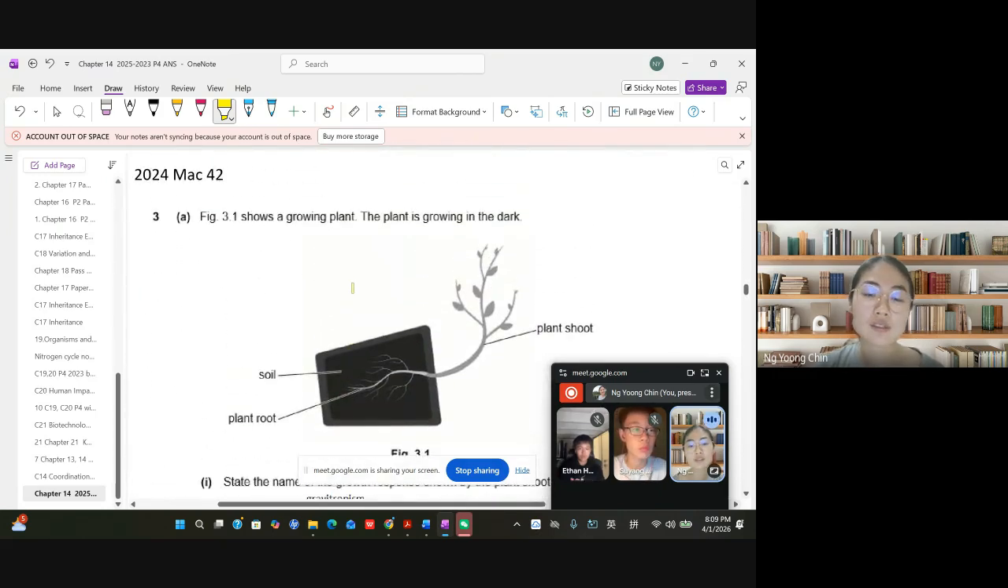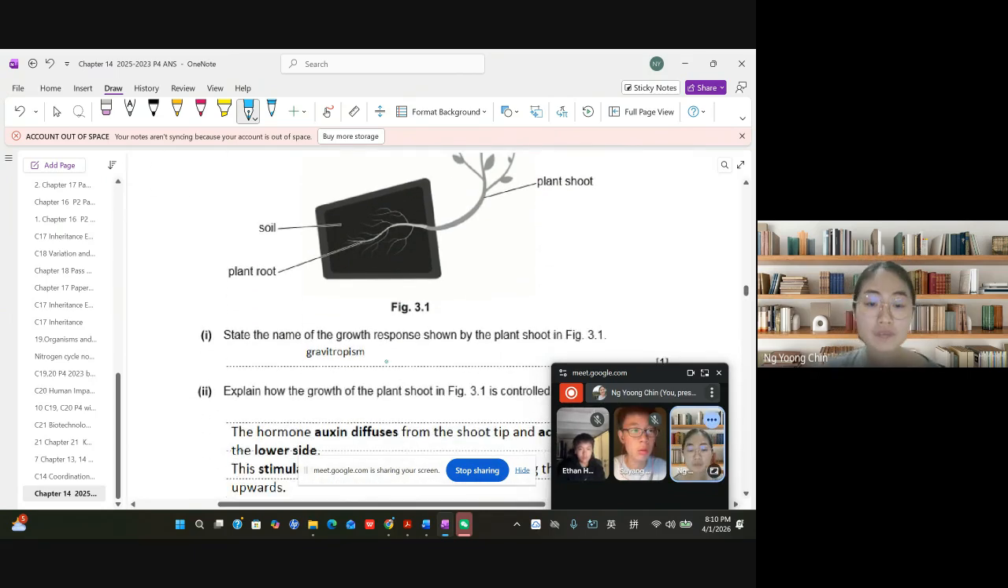And then, okay, this is a bit tricky. A lot of students, whenever they see this plant and the question asks to state the name of the tropism, they just put phototropism, and then the answer is wrong. Why? It's because they only tell you that the plant is growing in the dark place. In the dark place, there's no phototropism effect already. Okay, so the answer is what? Gravitropism. It's not phototropism.